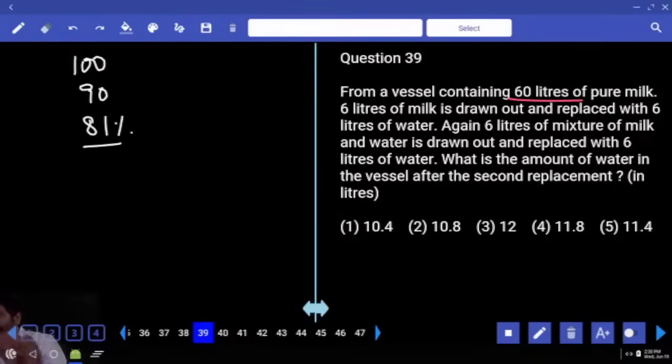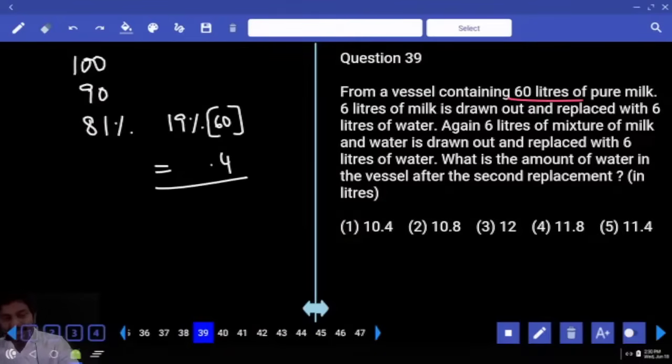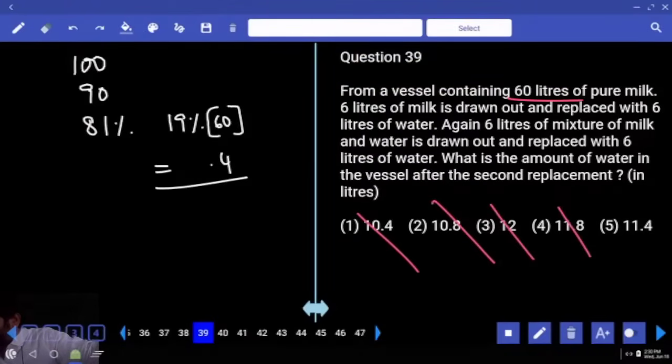If milk is 81%, then what about the remaining 19%? Water only. This 19% should be calculated on what quantity? 60, because the total is 60. 19% of 60. Answer ends with 0. How many 2s are there? 60 is there, which is a 3 multiple. The answer should be a 3 multiple. First option eliminate. Fifth, final.